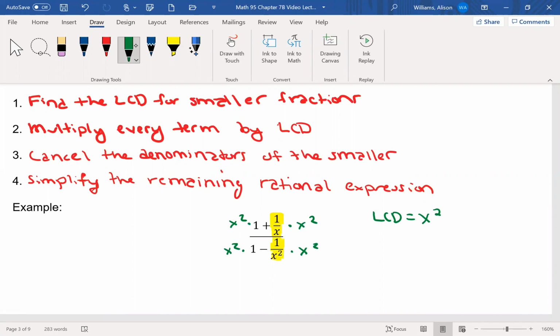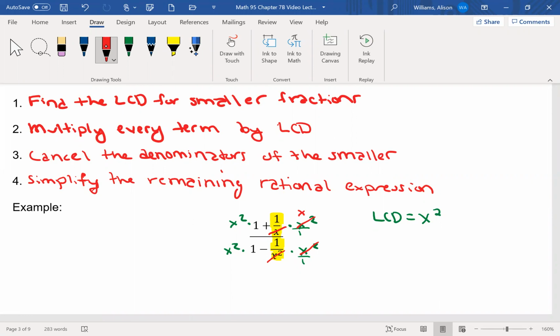Basically I'm multiplying everything by x squared over 1. And the reason I want to see it like that is, especially for these two fractions here, with this top fraction, this x here is going to cancel with one of the x's in this numerator, and it's going to leave me an x. Down here in the denominator, this x squared is going to completely cancel with this x squared. So we've just done step 3. And now we're going to be able to simplify everything else.